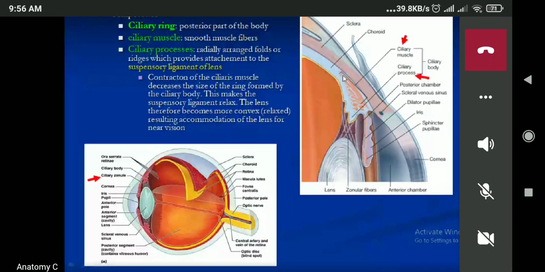So what is the importance of the suspensory ligament? Here is the suspensory ligament. What will happen when the ciliary muscle contracts? When the ciliary muscle contracts, this makes the suspensory ligament of the lens relax. When the suspensory ligament of the lens relaxes, this causes thickening of the lens. So finally, the lens gets thickened, and this helps in accommodation for near vision. I've already told you about the accommodation reflex. What is the pupillary light reflex, accommodation reflex? Same thing over here.